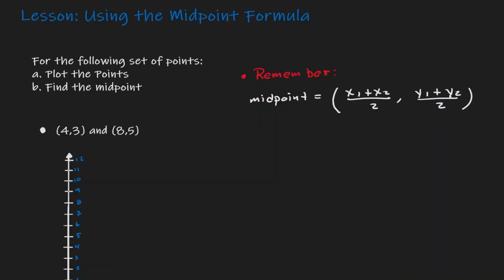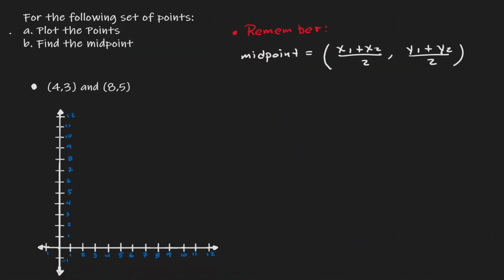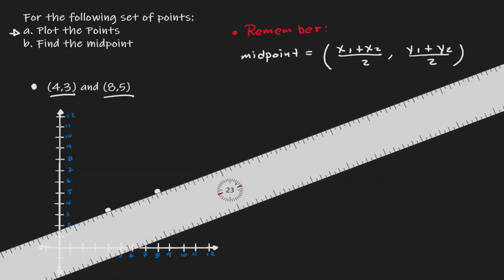Welcome. Today, we'll be using the midpoint formula. Let's start by plotting the points that we are given: (4, 3) and (8, 5). Let's create our line.